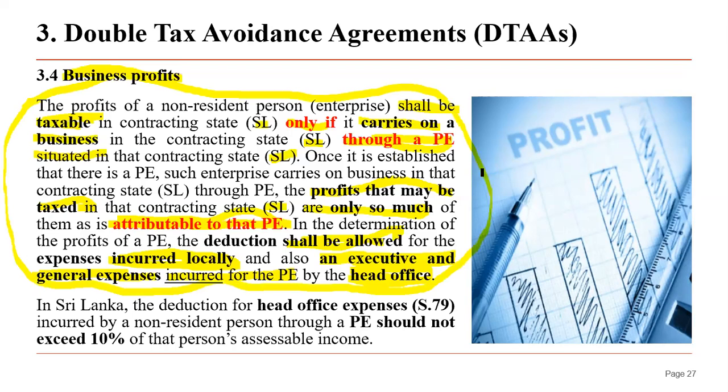Normally, if you refer to the India DTA, between Sri Lanka and India, there is a DTA. Then it's linked, then you can't deduct the entire head office expenses attributable to it. If you refer to India, you can deduct only the amount allowable as per the Inland Revenue Act.